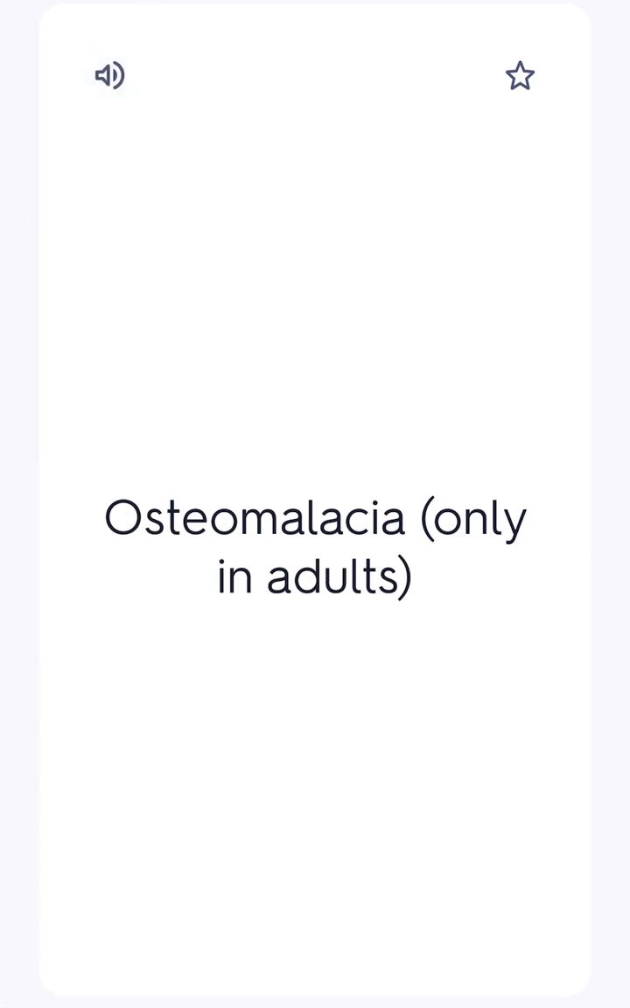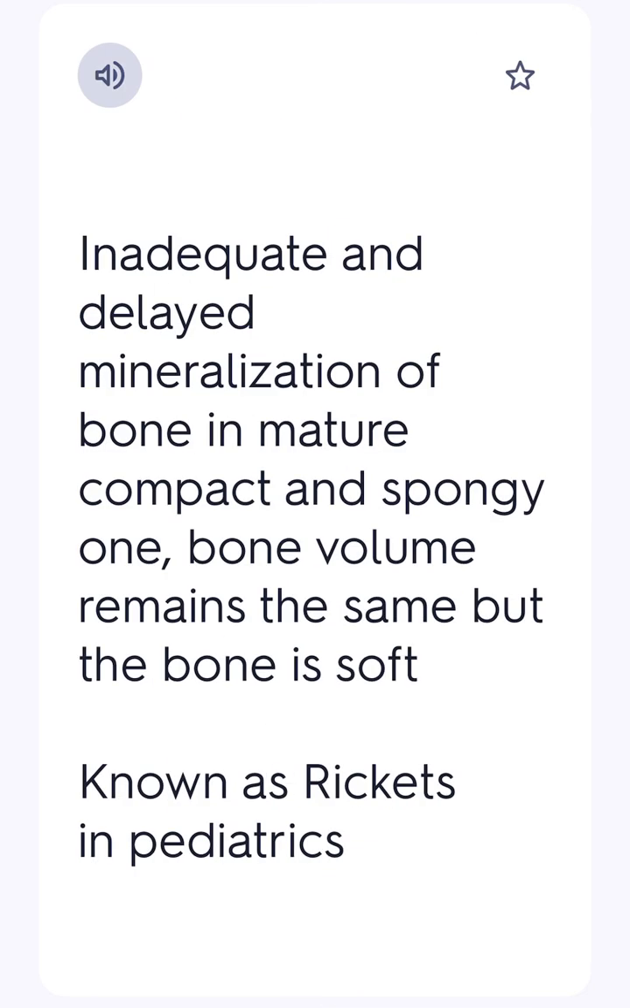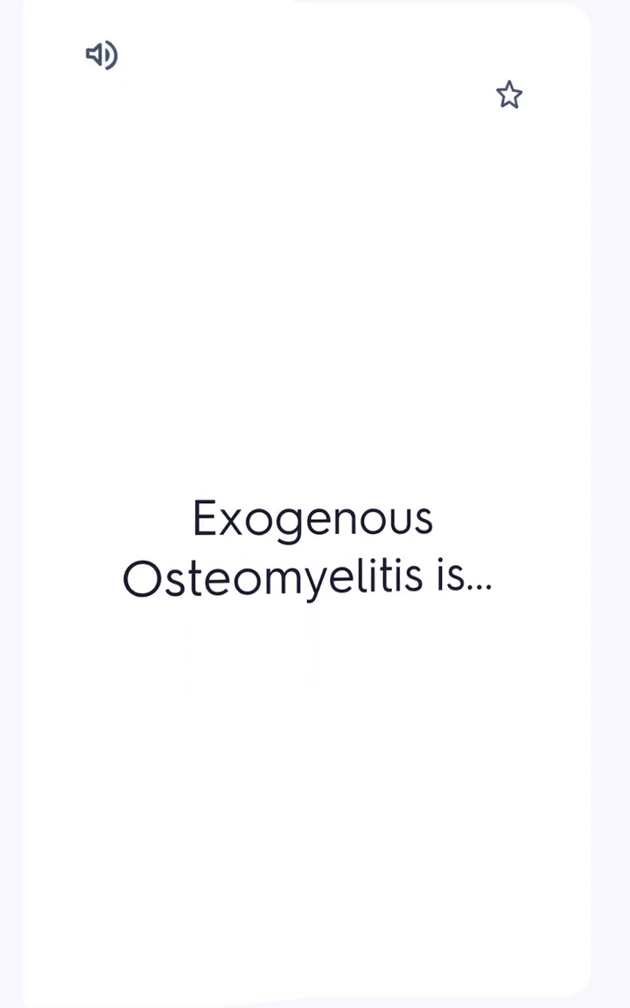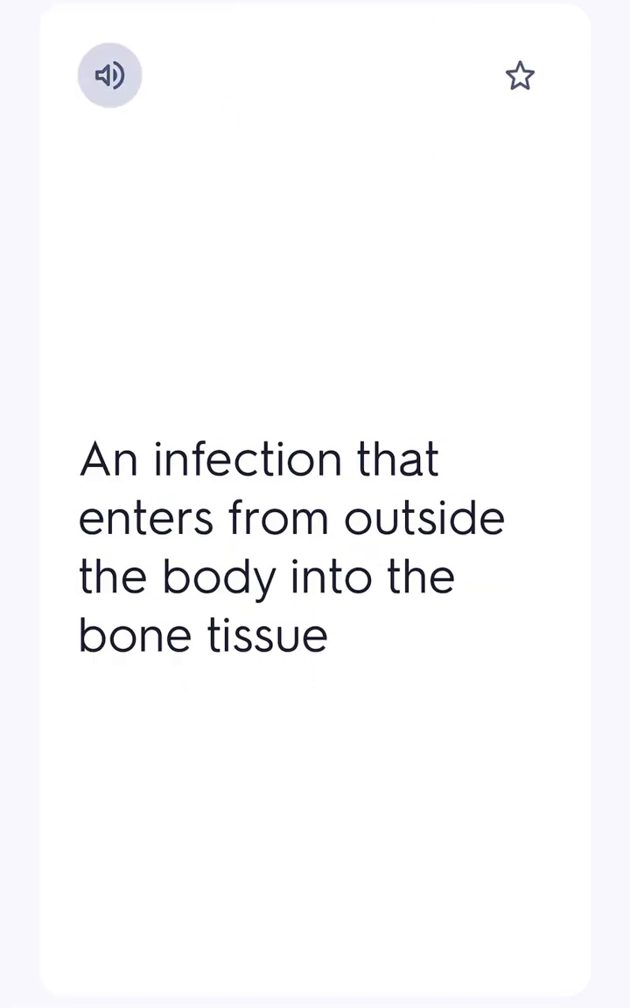Osteomalacia: inadequate and delayed mineralization of bone in mature compact and spongy bone. Bone volume remains the same but the bone is soft, known as rickets in pediatrics. Exogenous osteomyelitis is an infection that enters from outside the body into the bone tissue.